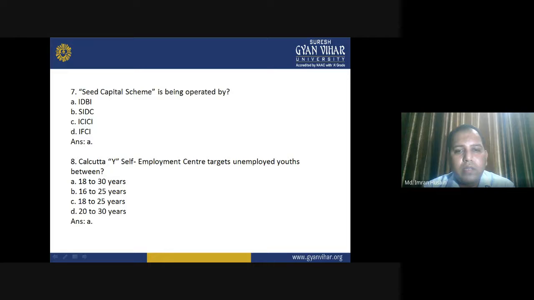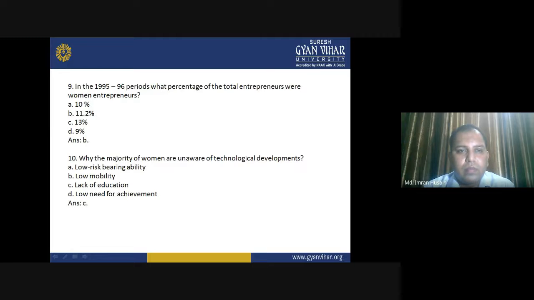Calcutta self-employment center targets unemployed youth between A, 18 to 30 years. In the 1995 to 1996 period, what percentage of the total entrepreneurs were women entrepreneurs? The correct answer is B, 11.2%. Why are the majority of women unaware of technological developments? The correct answer is C, lack of education.